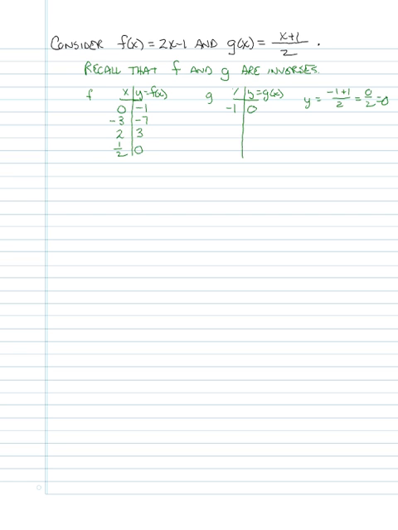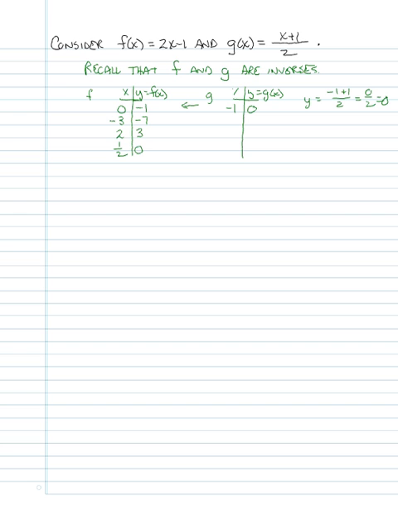Now, before I go further, I want you to look across over here and notice that for f, when x is 0, y is negative 1, and for g, when x is negative 1, y is 0. That point is its coordinates reversed, doesn't it?